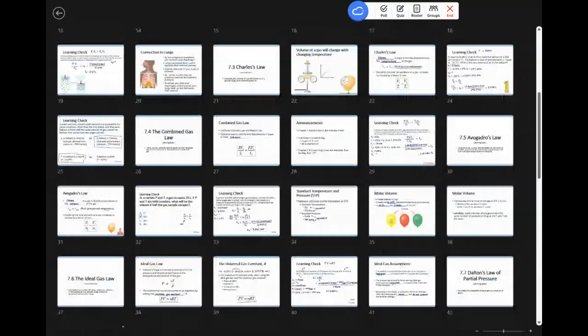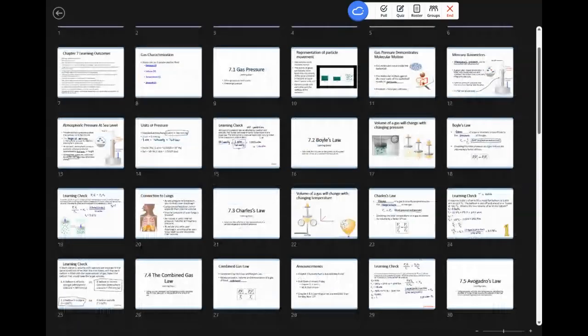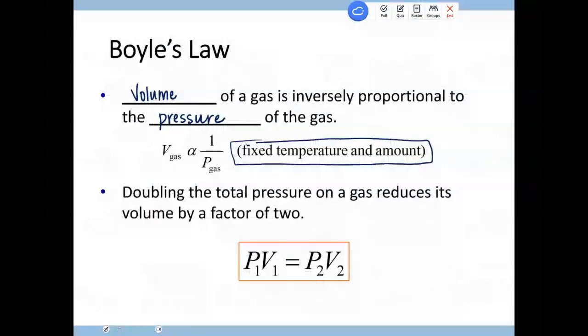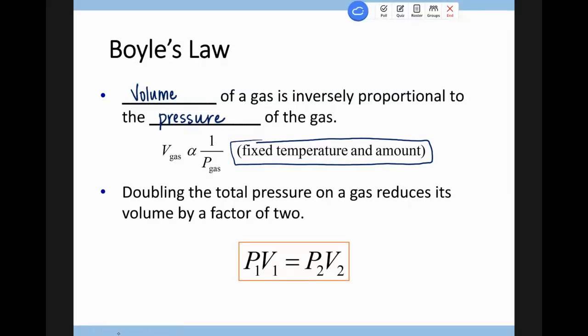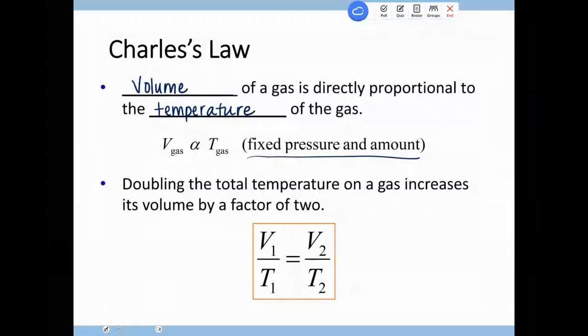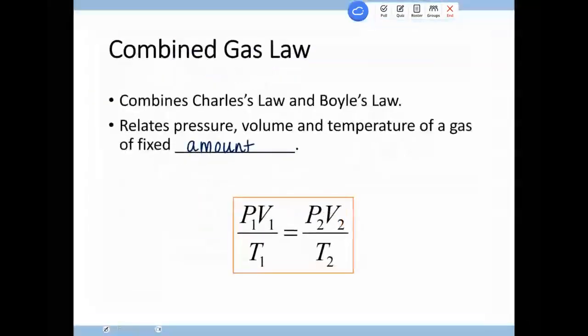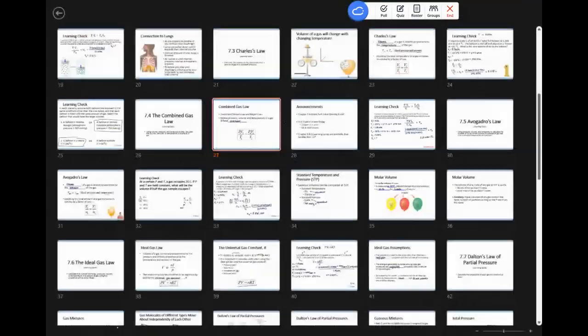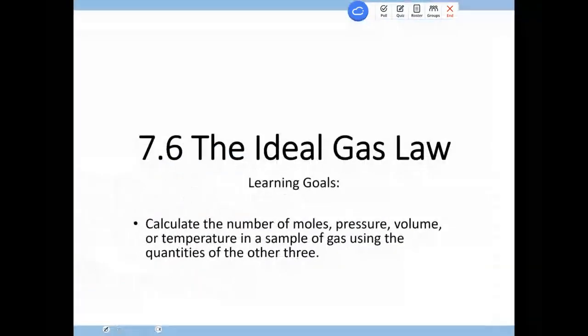Here's the first one. P1V1 equals P2V2. So this is if you have a gas at a certain pressure and volume, and you change, for example, the pressure, you can calculate the new value using that equation. The other one, we had V1 over T1 equals V2 over T2. And then the combined gas law, P1 times V1 over T1 equals P2 times V2 over T2. Okay, so all of these can be generated using the ideal gas law.